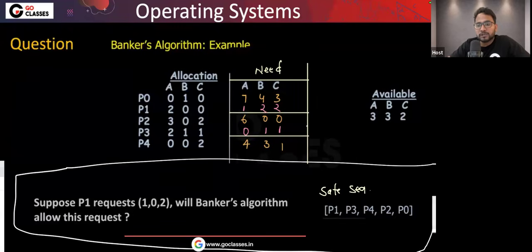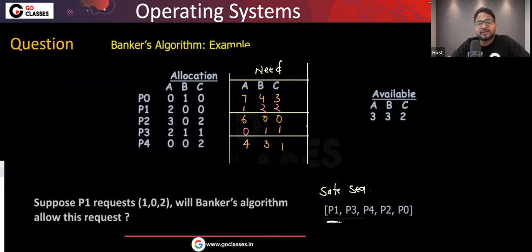See, if I already know the safe sequence, and the first part is P1, and the question is about P1 only, then obviously yes, we can definitely fulfill P1. But if the question is about P3, then we need to modify the table and then check. But if the question is about P1, then we do not even need to modify the table. Okay, that's the difference, right? Because the safe sequence is screaming, it is again and again telling you the same thing: you can fulfill P1 worst case, then P3 worst case, then P4 worst case, then P2 worst case, then P0 worst case. But what if P3 asks first? Then modify the table and check if there is still a safe sequence.